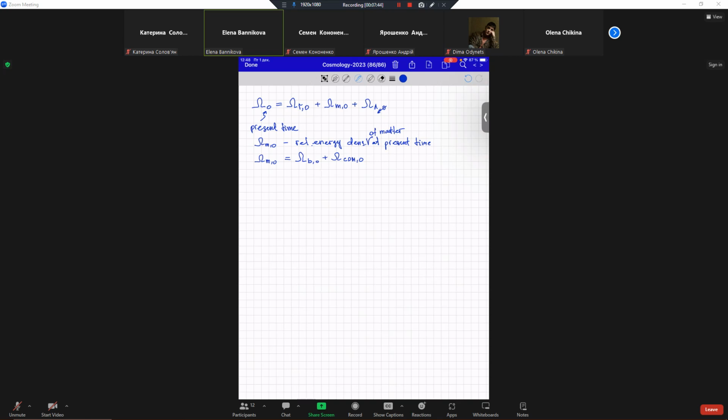So baryonic matter, and this is called dark matter.